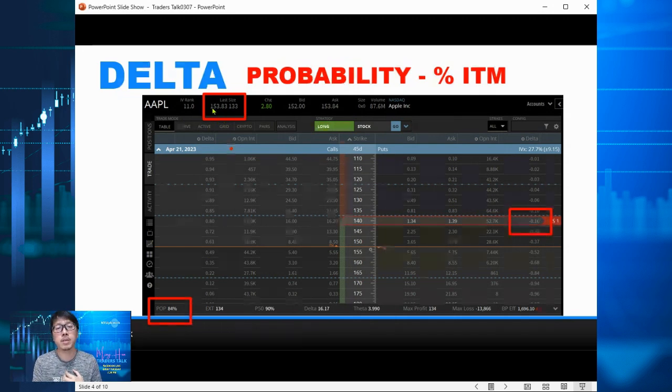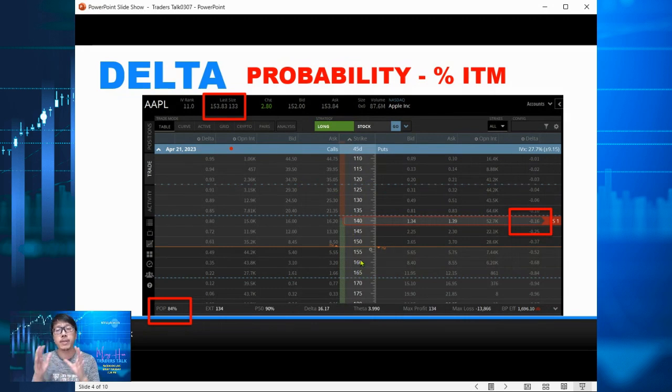For example, currently Apple shares are trading at 153, right? And we want to sell some puts on Apple. So you go to the options chain. You can see April 21st, which is basically 45 days to expiry. Within the chain itself, you can see that there are various prices where you can sell a put. So how do you decide at what strike price you choose to sell a put?